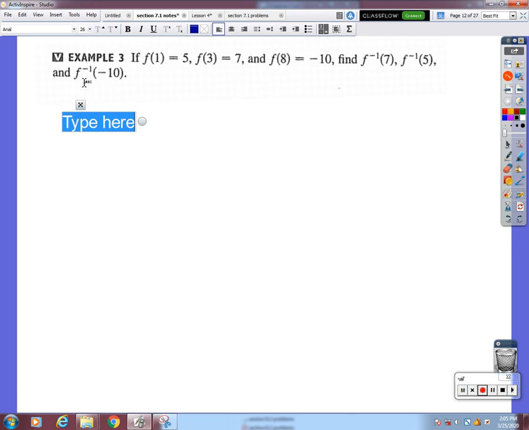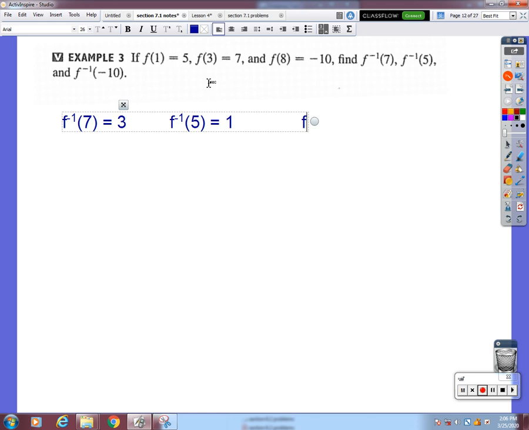Let's say that we know that f of 1 is 5, f of 3 is 7, and f of 8 is -10. Then what is f inverse of 7? So that question is asking what value would you have to plug into the original function to get 7 as an answer. So since f of 3 is equal to 7, f inverse of 7 equals 3. What then would f inverse of 5 be? In other words, what value would I need to plug into the original function to get 5 as an answer? Well, f of 1 is 5, so that means f inverse of 5 is 1.